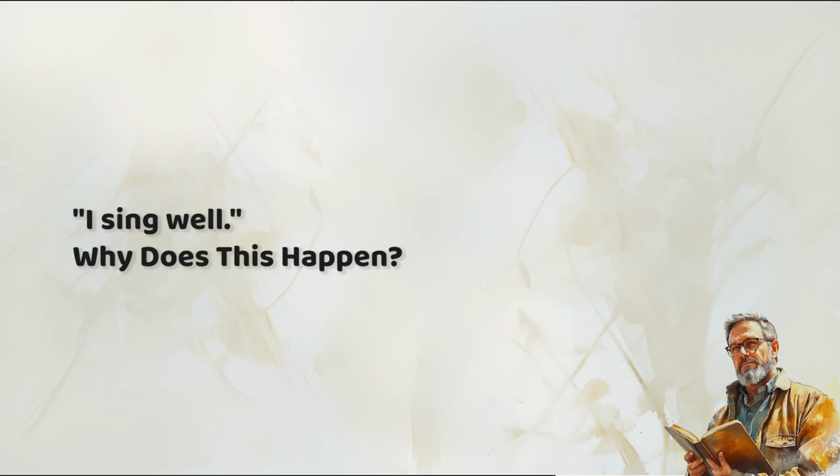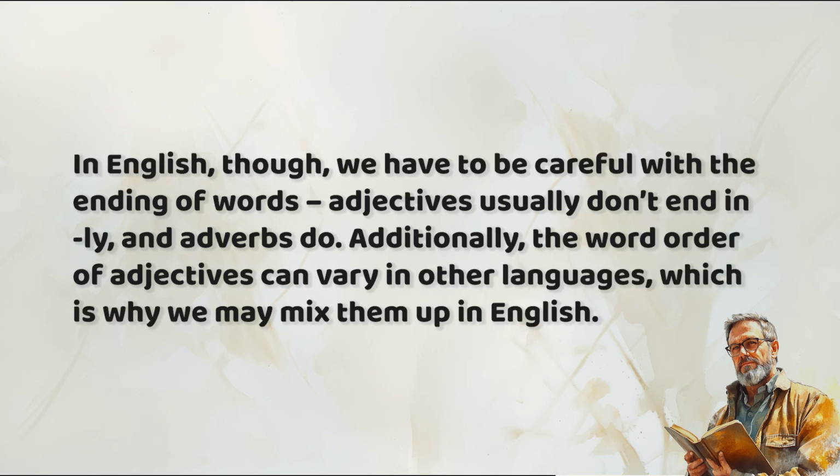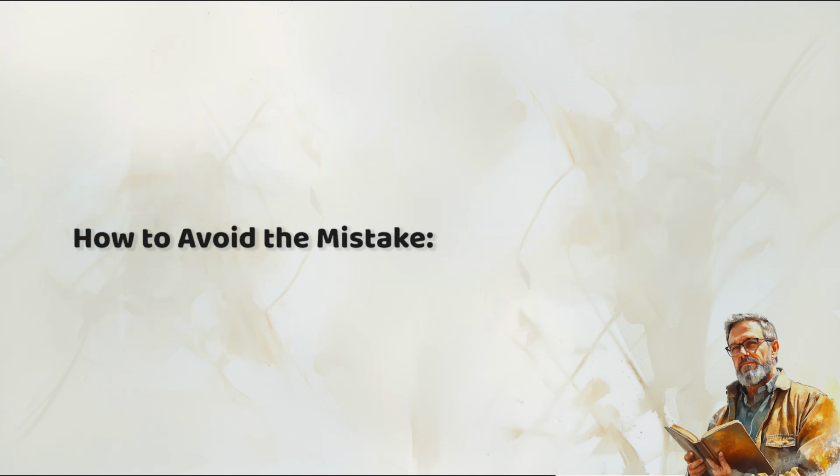Why does this happen? The confusion between adjectives and adverbs happens because many languages use the same form of a word for both. In English, though, we have to be careful with the ending of words. Adjectives usually don't end in -ly, and adverbs do. Additionally, the word order of adjectives can vary in other languages, which is why we may mix them up in English. How to avoid the mistake.